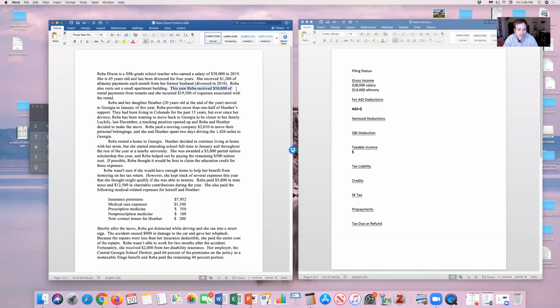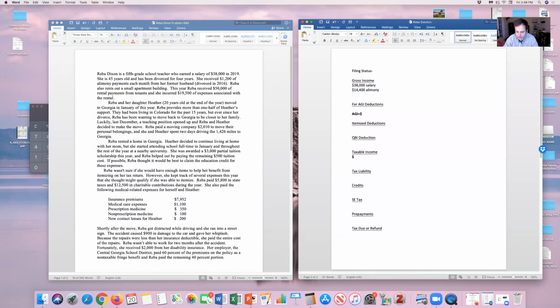This year, Reba received $50,000 of rental payments from tenants. All right, definitely gross income. And she also incurred $19,500 of expenses associated with the rental. So rental expenses, whether or not it's an active business or an investment, those rental expenses are a for AGI deduction.